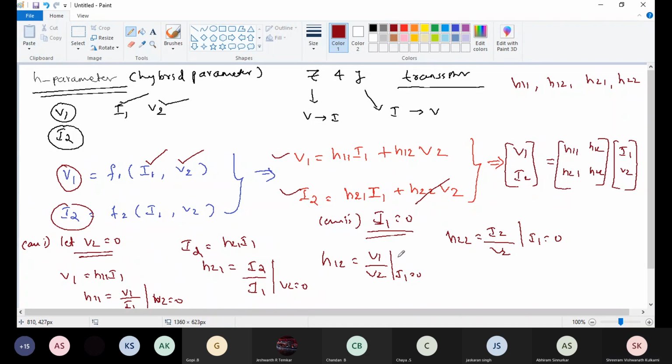Now tell me the unit of V1 by I1. What is the unit of H11? V by I, ohm. H12, V1 by V2, is unitless. H21, I2 by I1, is unitless. H22, I2 by V2, is mho. So H22 is mho and H11 is ohm.